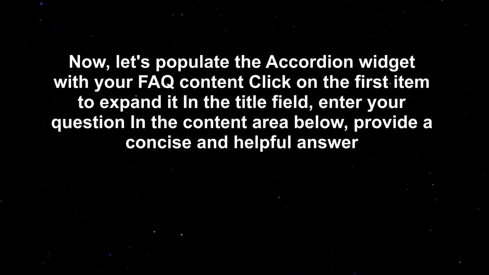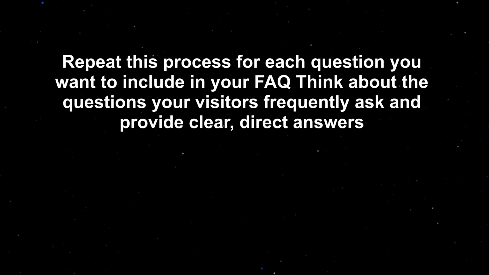Now, let's populate the Accordion widget with your fact content. Click on the first item to expand it. In the title field, enter your question. In the content area below, provide a concise and helpful answer. Repeat this process for each question you want to include in your fact. Think about the questions your visitors frequently ask and provide clear, direct answers.